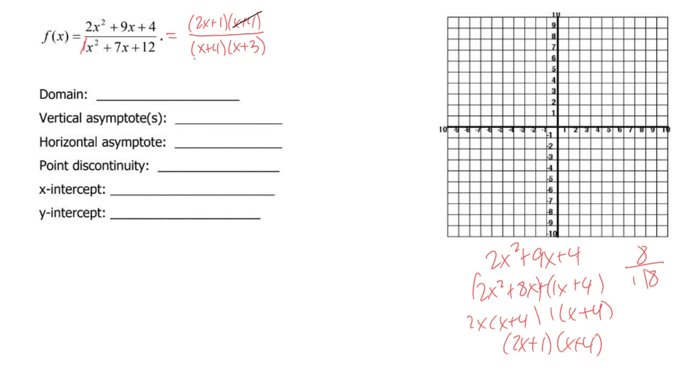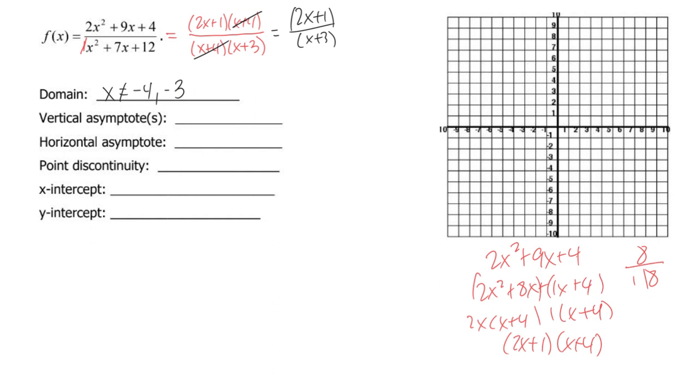And then the x plus 4's will go away, and we're going to be left with 2x plus 1 over x plus 3. The domain, again, we're going to go back to this right here. So if x is -4 or -3, we have a problem because of this factored form right here. Okay?